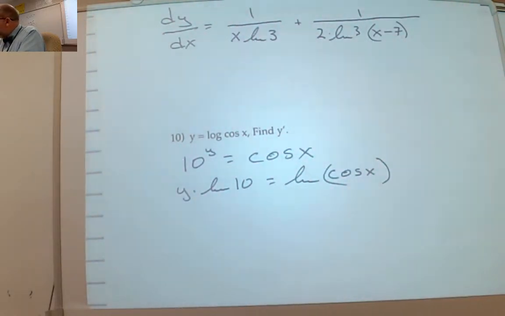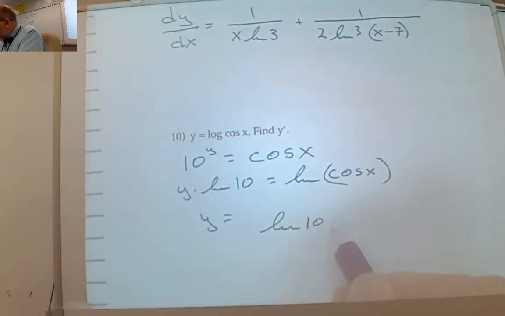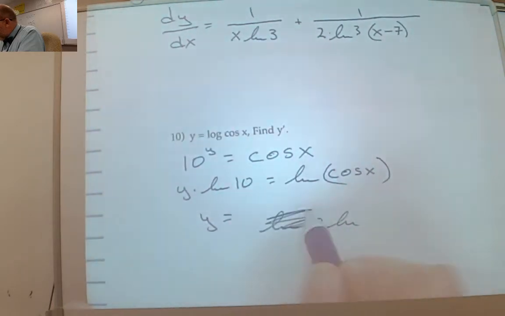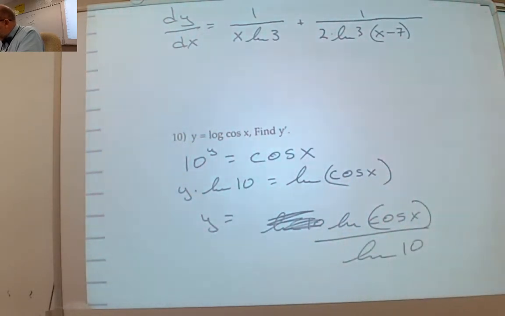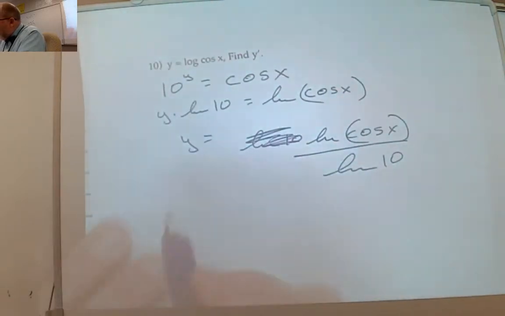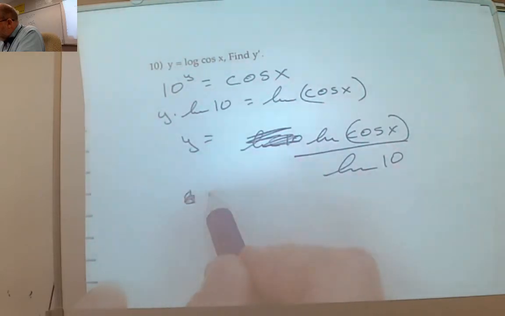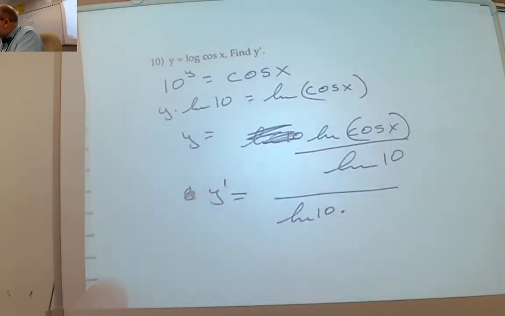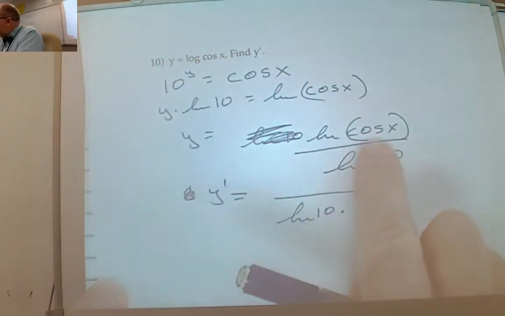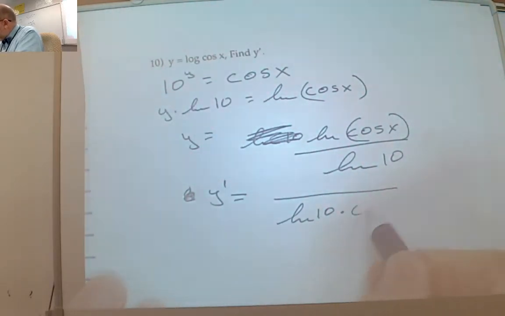I'll put in parentheses. So are you going to divide by the natural log of 10? Yeah. Like that. So now, do you want y prime or dy dx? I don't care. Y prime. So, natural log of 10 is going to be down here, correct? What else is going to be down here? Take the derivative of that. What? Or, I can't remember what it is. It's one of our things that we're supposed to know. Yep, cosine of x is going to be down here.